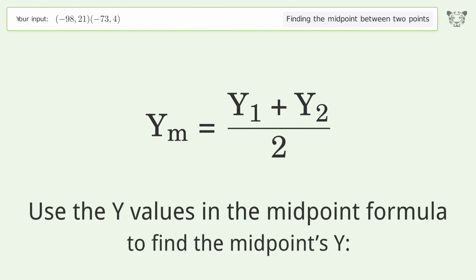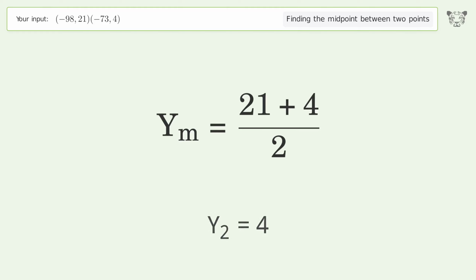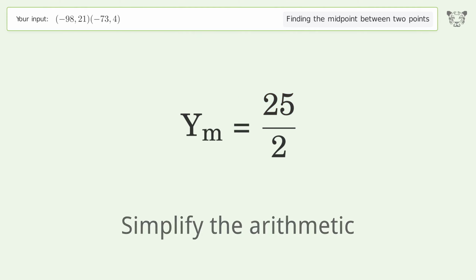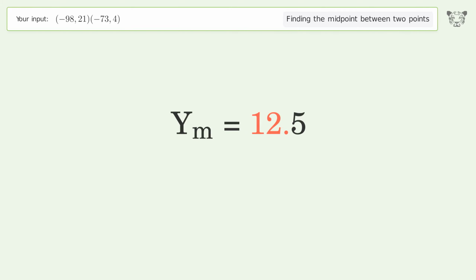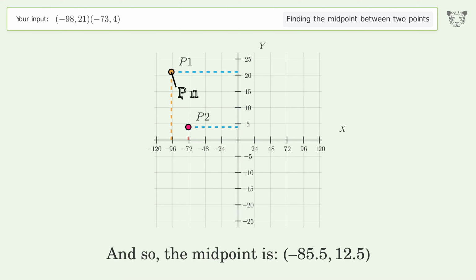Use the y values in the midpoint formula to find the midpoint's y. y1 equals 21. y2 equals 4. Simplify the arithmetic. And so, the midpoint is negative 85.5, 12.5.